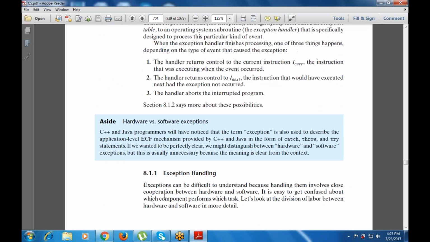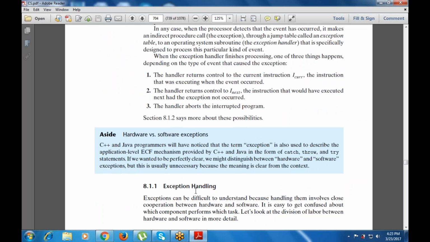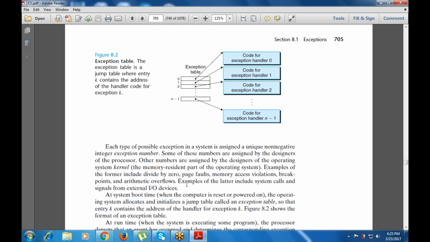Now, hardware versus software exceptions. What are the various hardware exceptions? What are the various software exceptions? First is exception handling. Exceptions can be difficult to understand because handling them is difficult. It involves close cooperation between the hardware and the software, and it is very easy to get confused about which hardware and which software will be used.